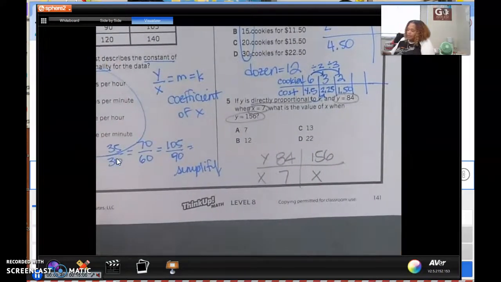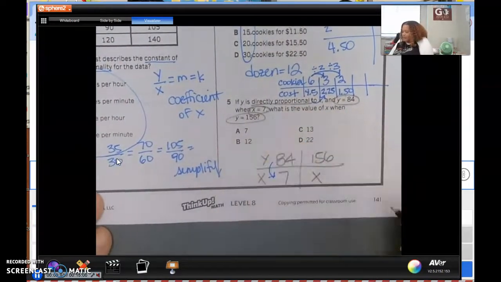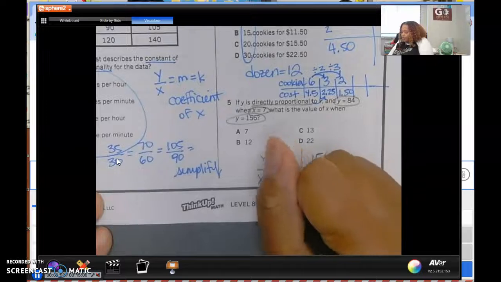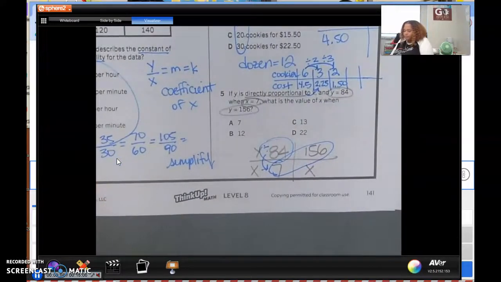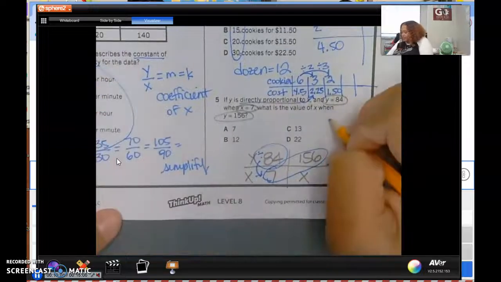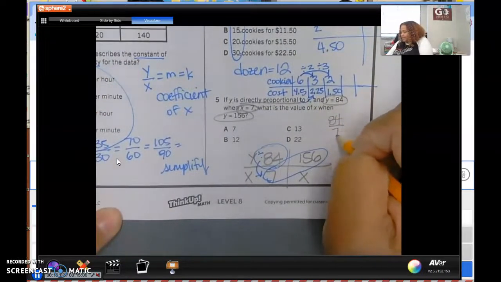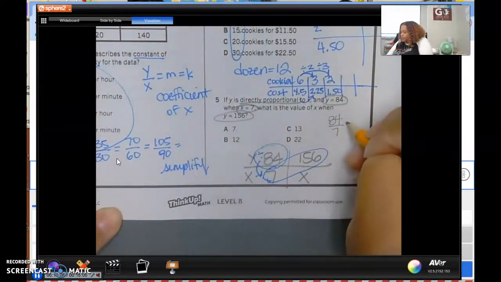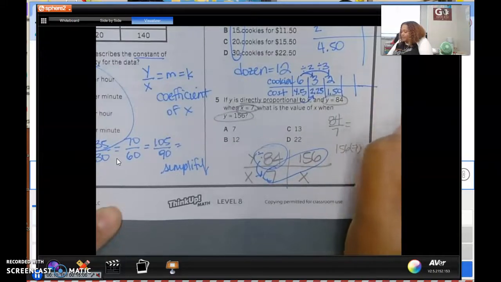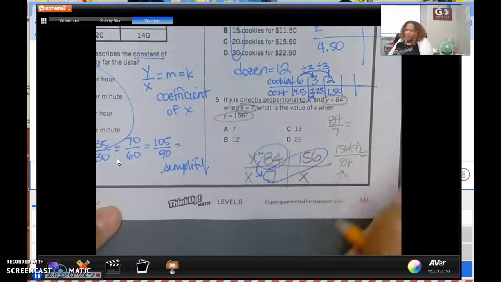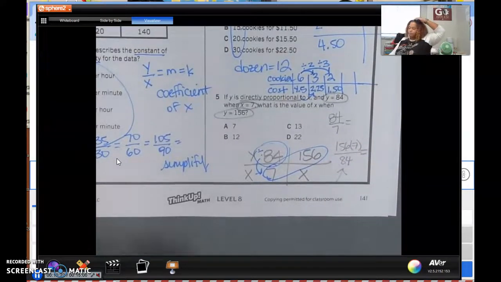You can find a relationship between 84 and 7, or you can cross multiply, then divide by 84. Two ways. 84 divided by 7. Then what? Take that number and divide by 156. Or you can do 156 times 7 divided by 84. This will always get you the correct answer, y'all. So I won't steer you wrong.